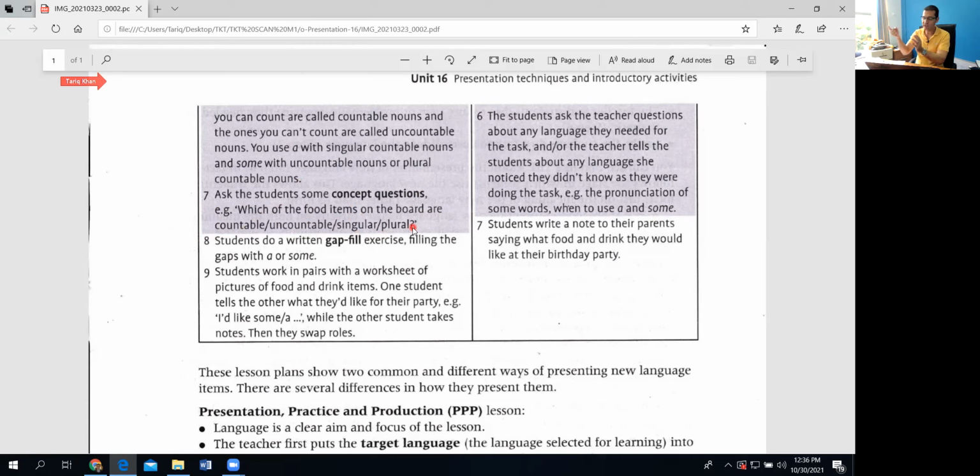You ask the student a question in such a way that they have to use their own brain and see whether practically they can answer that question, whether they have understood it. They have not just memorized that some will be singular and some will be uncountable. Now, are they able to practically use it? So she has to ask a concept question. Here the concept question comes, like she says, which of the food items on the board are countable, uncountable, singular, or plural? Now they have to use that instruction and find it out.